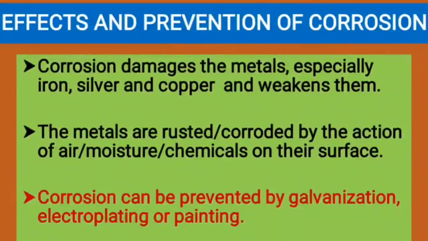Now let us see the effects of this corrosion and how to prevent it. Corrosion damages metals, especially iron, silver and copper, and weakens them. In iron, it forms iron oxide. Silver develops a black layer, and copper gets corroded and you can see a green layer above the copper. Metals are rusted or corroded by the action of air, sometimes by moisture, sometimes by chemicals on their surface. How can we prevent it? It can be prevented by galvanization, electroplating or painting.